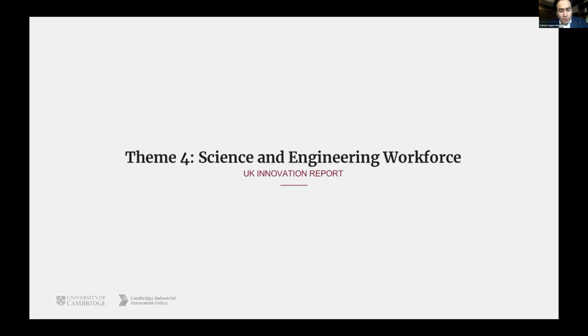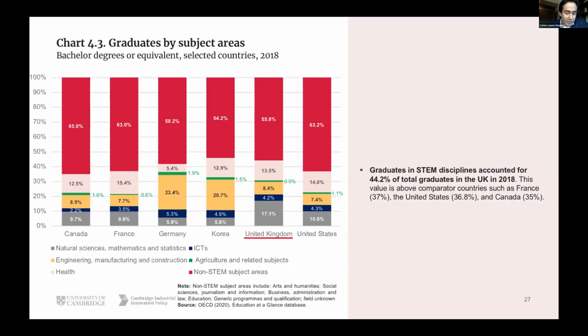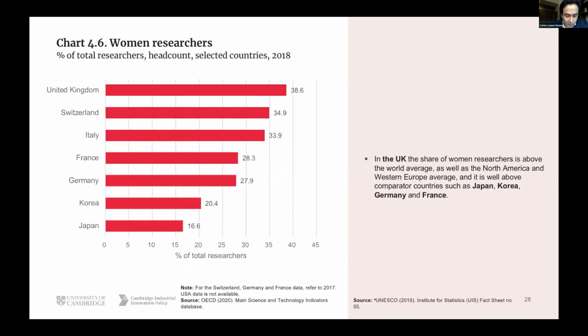So finally, theme 4 looks at science and engineering workforce. Undergraduate enrollment in science, technology, engineering, and math disciplines has increased steadily in the UK in recent years. In 2018, graduates in STEM disciplines accounted for around 44% of total graduates in the UK, above comparators in countries such as France, the United States, and Canada. So it has grown steadily over the last few years, and when looking at other countries, the UK is in a better position in that count.